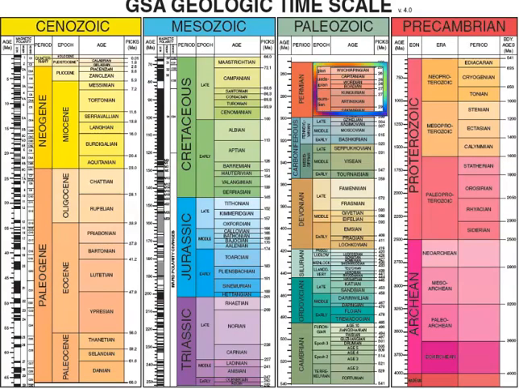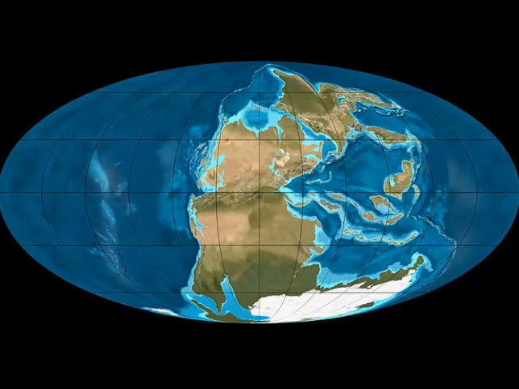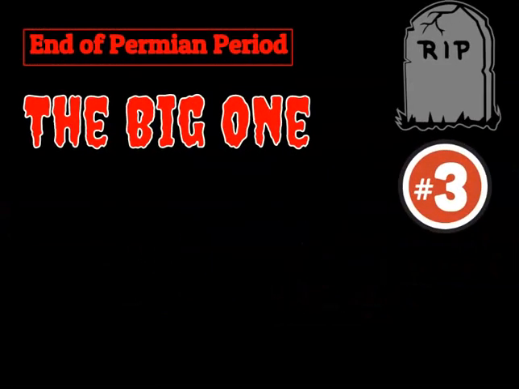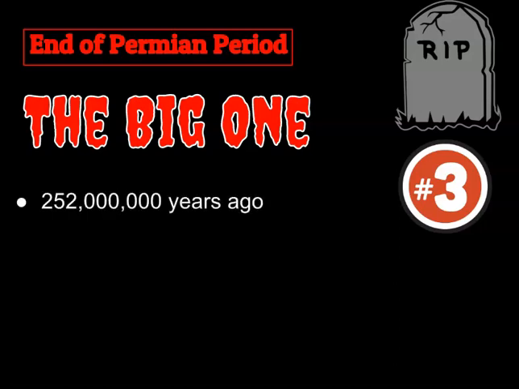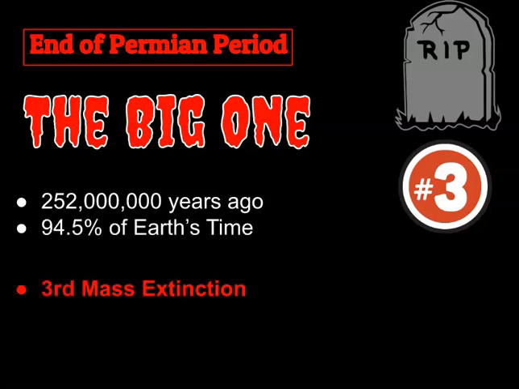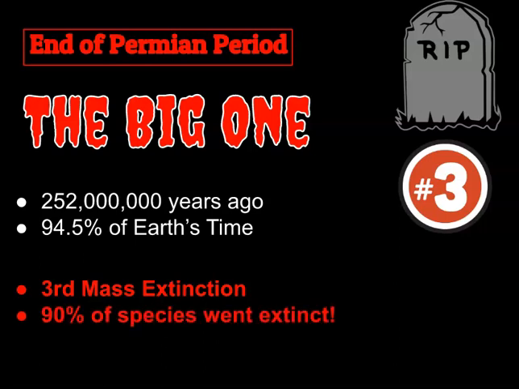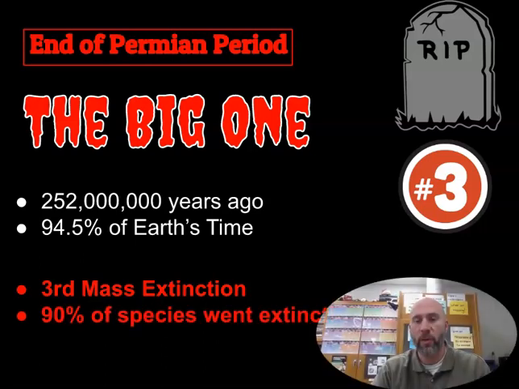Now, December 10th was the Permian, okay? And right around this time is when we were in Pangaea. The end of the Permian was the largest mass extinction we've had on Earth at this point. This is not the dinosaurs going extinct. This was earlier, 252 million years ago, which was almost 95% of Earth's time. This was 90% of all species on Earth went extinct.